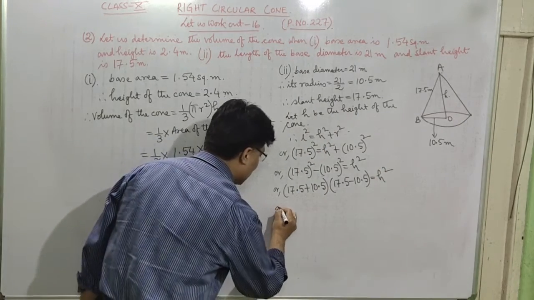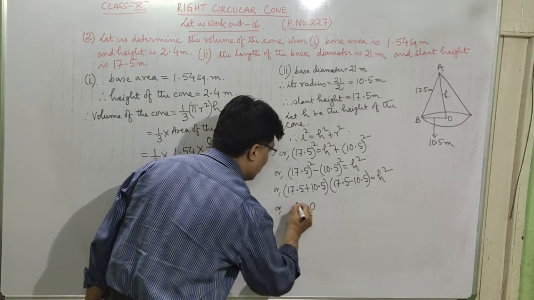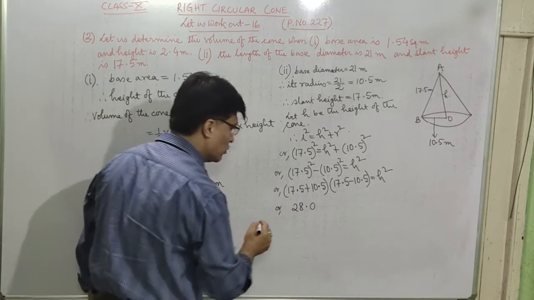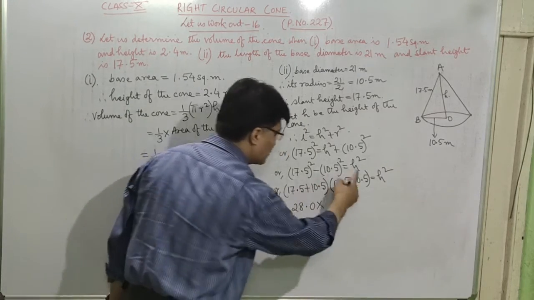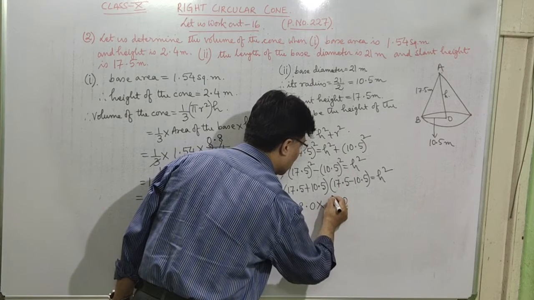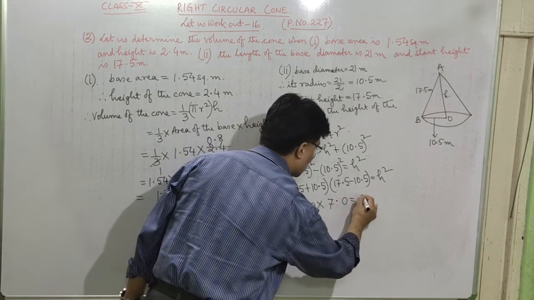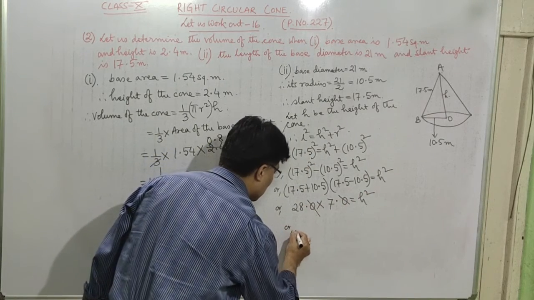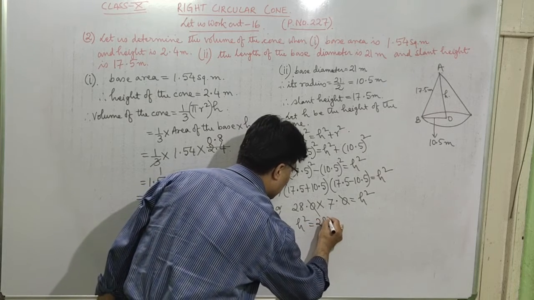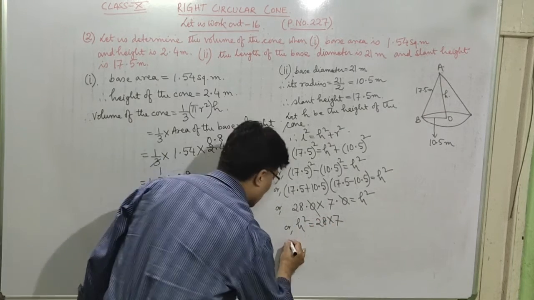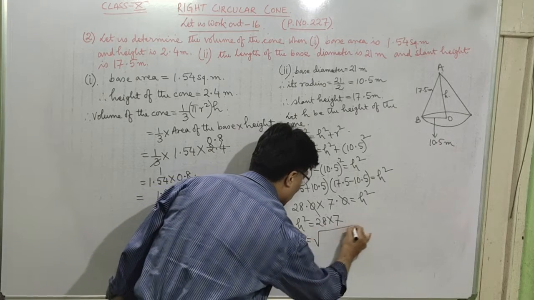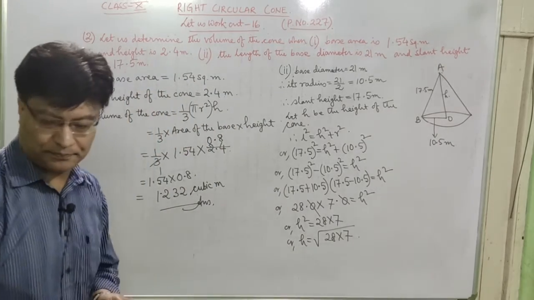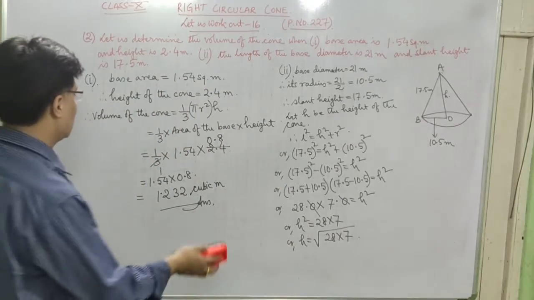So now let us add them. 5 plus 5, 10, 0, 7 plus 1 is 8, and this is 28.0 into, now we can subtract it. 5 minus 5 is 0. 17 minus 10 is 7, which is equal to h square. Now we can cancel this 0 after the decimal point, or h square is equal to 28 multiplied by 7, or h is equal to square root of 28 multiplied by 7. Is that clear?